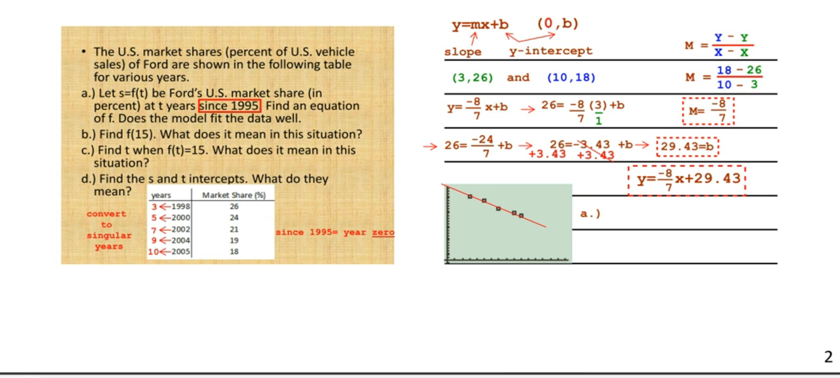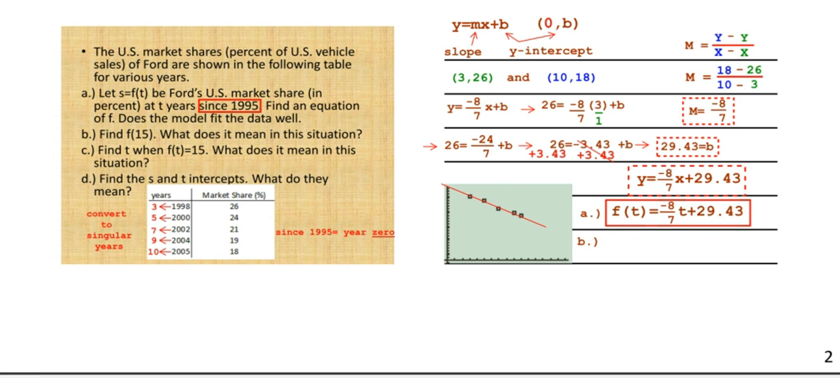And for question A, find the equation in the form of f of t. We call f of t now equals our slope, which happens to be negative 8 over 7 t instead of the x, plus 29.43. So all we've done is instead of calling it y equals, now we replaced it with our new function notation format, f of t. And instead of the x, we have the t representative that we needed for this question. So now we found the equation that we needed. This represents the trend, or how it's practically decreasing for Ford's U.S. market shares. Keep in mind, this is a problem just for reference, okay? B, find f at 15.